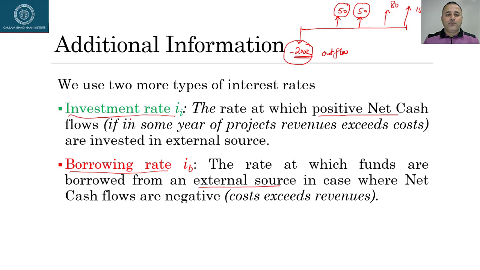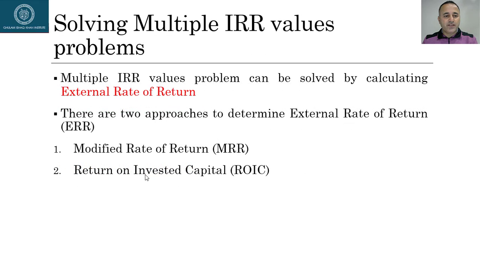So in order to address the problem of multiple IRRs, I'm using two different rates: one is the investment rate and the other one is the borrowing rate. I use that information and then convert the multiple IRRs into a single rate. There are some techniques to it, simple and very logical, so please do not worry. We will learn about those techniques in my next lecture.